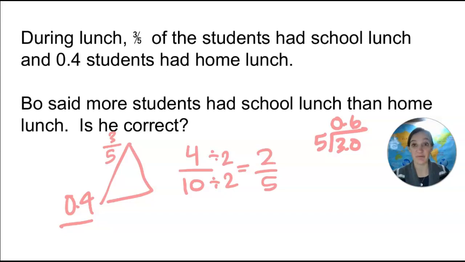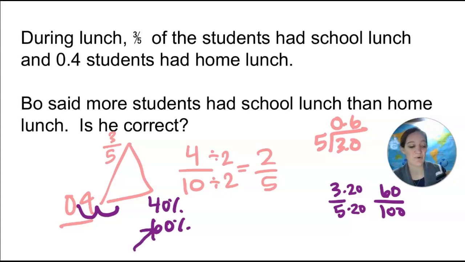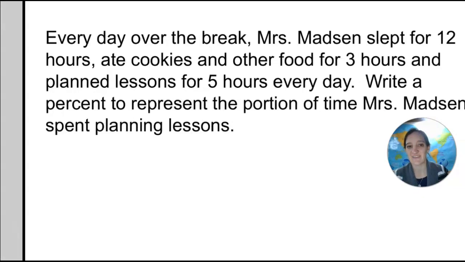The last way I'm going to prove that they are not the same is I'm going to change this to a decimal, so that's 40%. And I'm going to take 3/5 and biglify that to 100 by timesing by 20. And I get 60 hundredths, which is 60%. So Bo is not correct. Sorry, buddy. The 60% kids that had school lunch is more than the 40% that had home lunch. Maybe next time. I believe that's all.